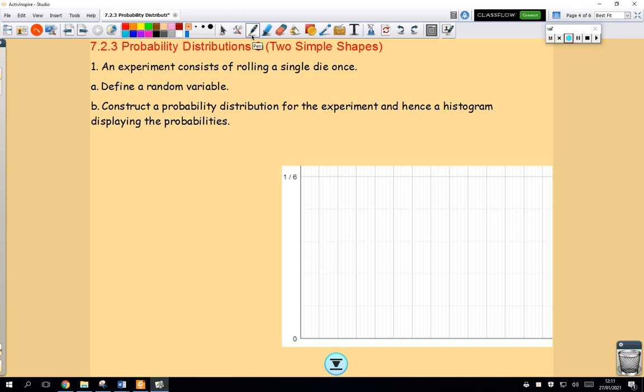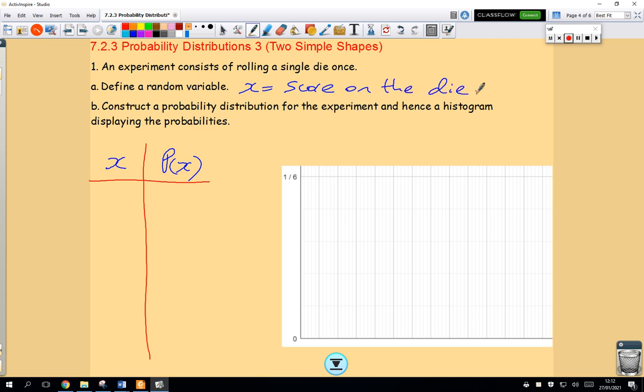The first one consists of rolling a single die once, and we can draw the probability distribution, x versus the probability of x, and we look at all our possible values for x. To define the random variable, x equals the score on the upward face of the die. So the possible values for x are 1, 2, 3, 4, 5, and 6.